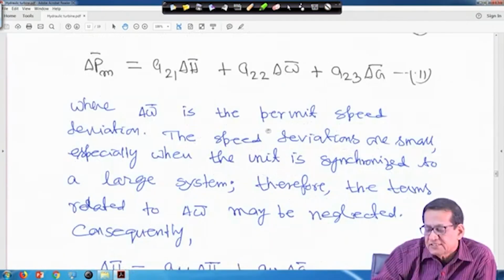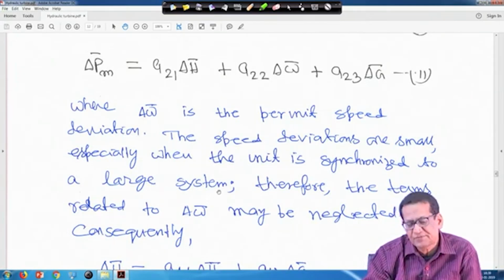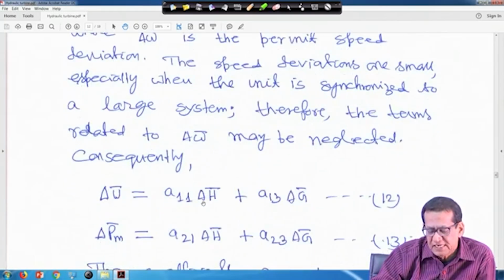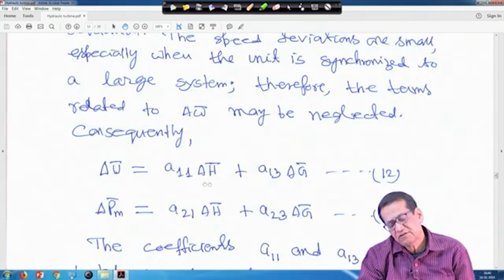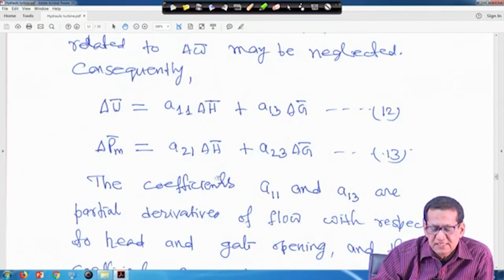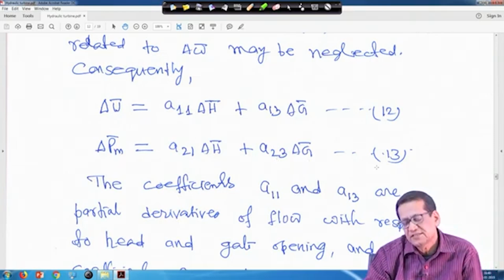Here delta omega bar is the per unit speed deviation. The speed deviations are very small, especially when the unit is synchronized to a large system, so delta omega is almost 0 and we can neglect it. Therefore, the terms related to delta omega bar may be neglected. Consequently, delta u bar is equal to a 1 1 delta h bar plus a 1 3 delta g bar, equation 12. Similarly, delta p m bar is equal to a 2 1 delta h bar plus a 2 3 delta g bar. This is equation 13, right.